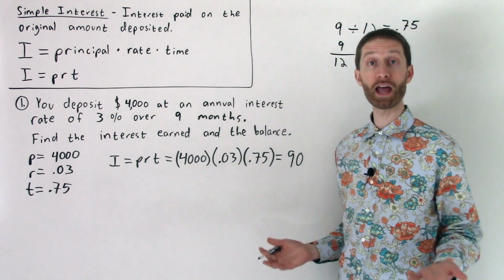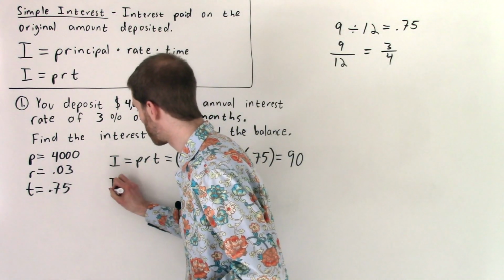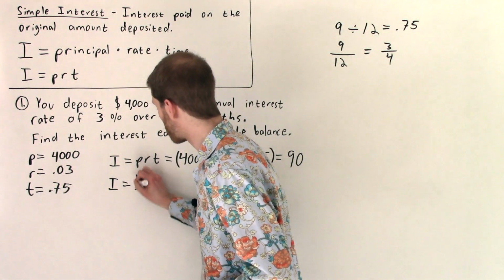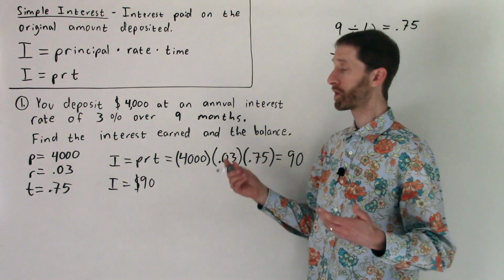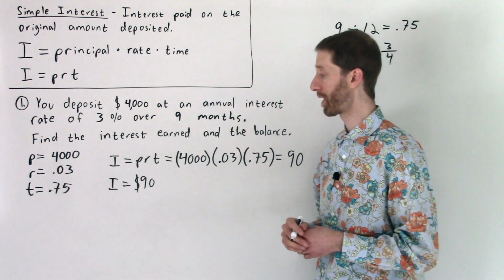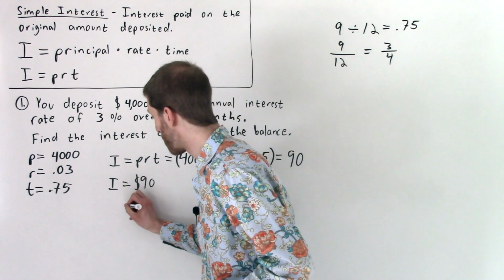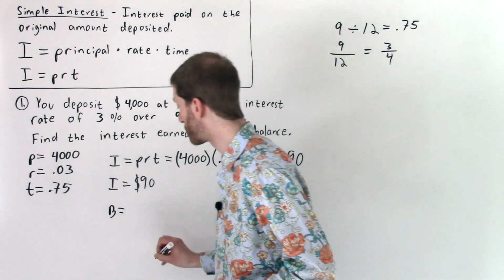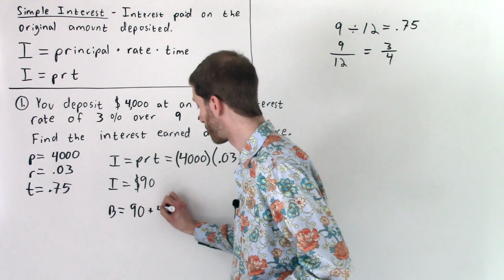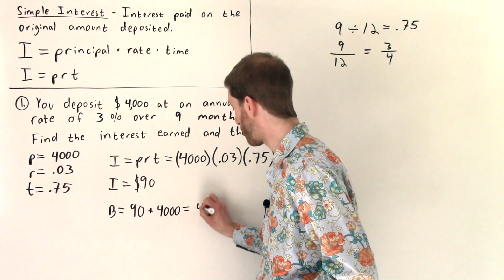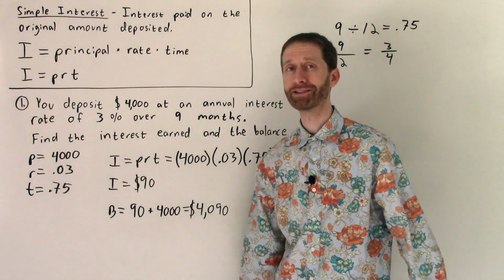So what does that 90 represent? It represents the interest. So our interest, I, is equal to $90. So we have found the interest, the simple interest that we've earned, according to the context, according to the stipulations in the word problem. To find the balance, we take the interest and we add it on to the principal. So my balance, I'll call that B, is going to be equal to the $90 we just earned plus the 4,000 that we started with. So at the end of those 9 months, we have $4,090. Pretty sweet. And that's simple interest.